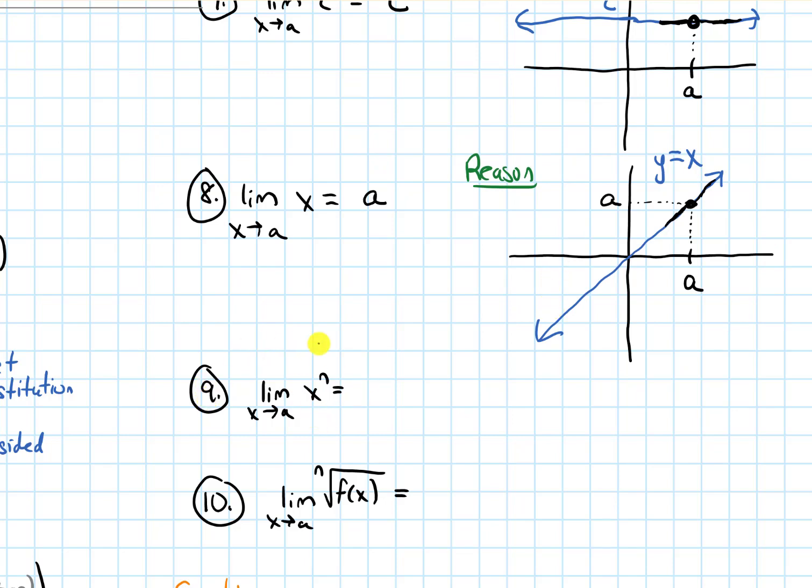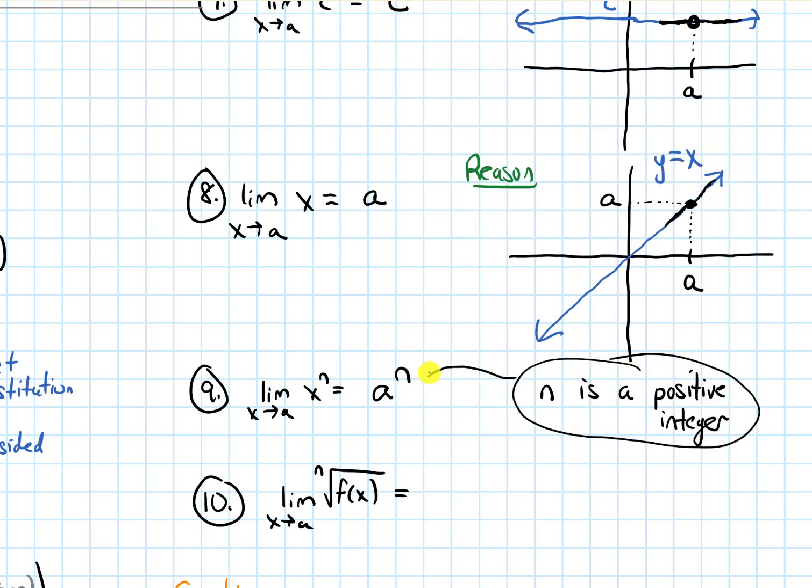Property 9 is similar in that now our function is x to the n, and I can do the same type of thing. I'll be able to just plug the a in for the x, and that'll give me a to the n. I should mention here that n is a positive integer. Then property 10 is, what if our function f of x is inside of an nth root? In that case, you can move the limit inside of the nth root, and then take the limit of that function within the root. Even for this property, n is a positive integer.